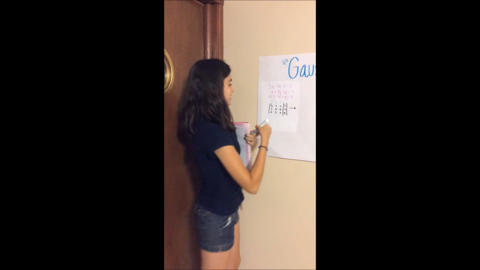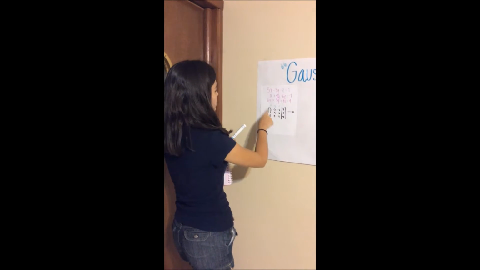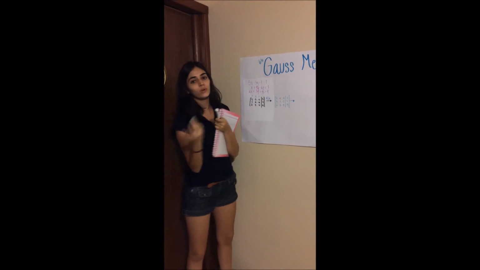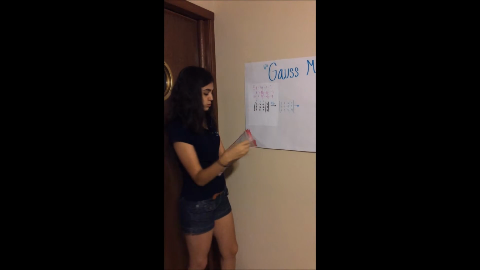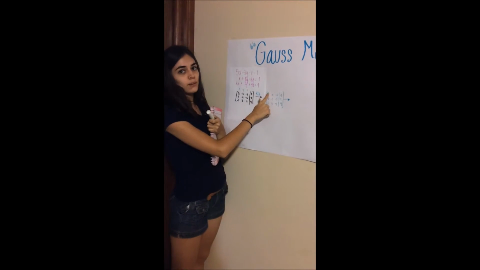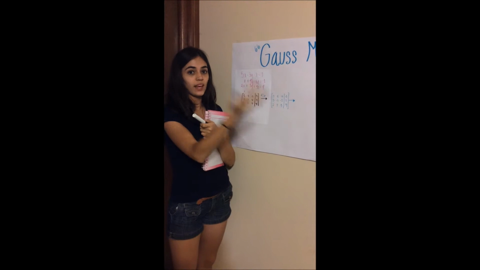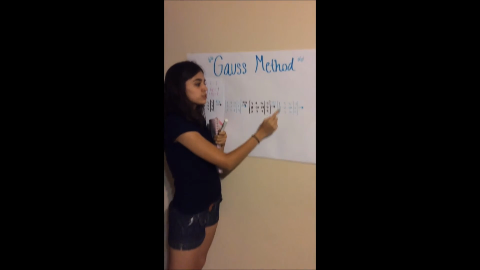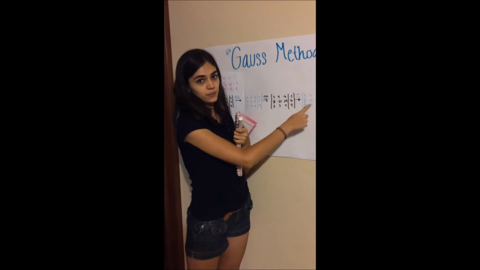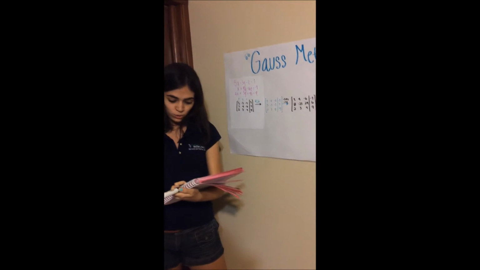The first thing here is we're going to change row 1. Now that we have 1 in here, we have to have 0 in here. So what we are going to do is multiply row 1 times minus 5 and add it to row 2. So now that we have 1, 0, and 0, what we have to do next is have 1 in here. So what are we going to do?